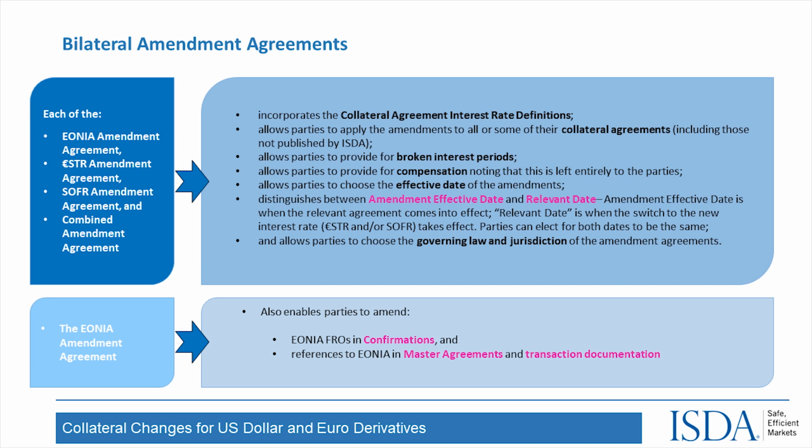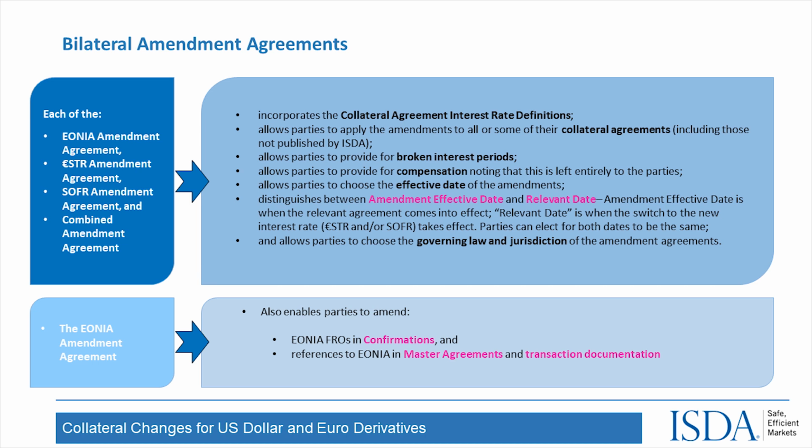The templates also have a provision allowing the parties to set out whether there will be any compensation exchanged in respect of the amendments. But there is no methodology set out for how that compensation would be calculated and how the parties would agree the amount of the compensation, and whether any compensation will be exchanged is left entirely to the parties.